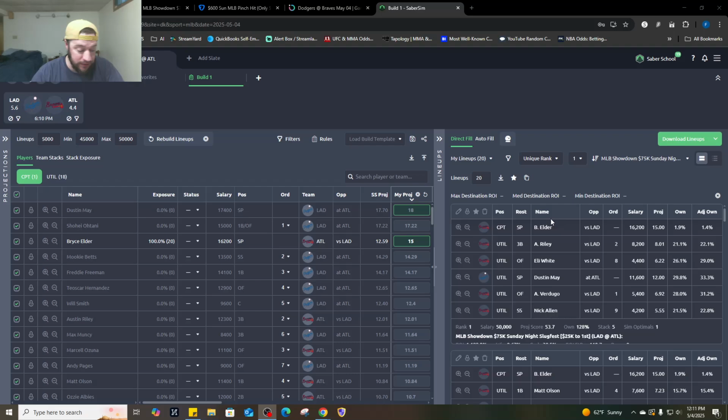It's got Bryce Elder at the top because, again, it is trying to give you the best kind of simulation where everyone and their mom is going to be on the Dodgers as a stack. So the first obvious ones show up as a Braves type stack where it has both pitchers in there. It's got Bryce Elder as your captain. It's got Austin Riley, Eli White, Verdugo, and Nick Allen all in there. A lot of plays that not a ton of people will be on. You've got your leadoff hitter and your second hitter, and then you've got your 8-9 hitters for the top lineup.